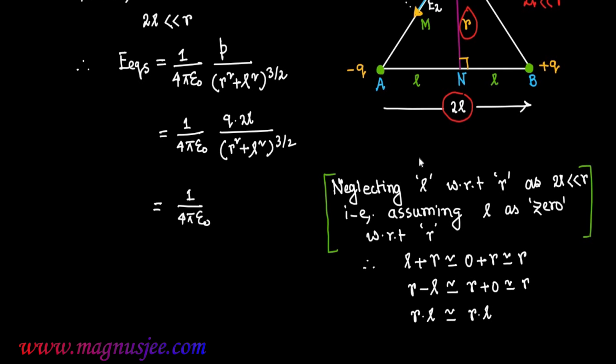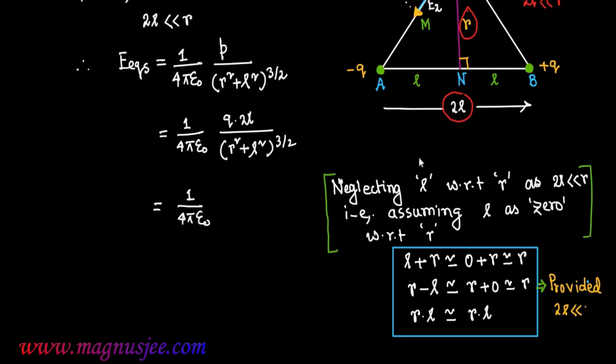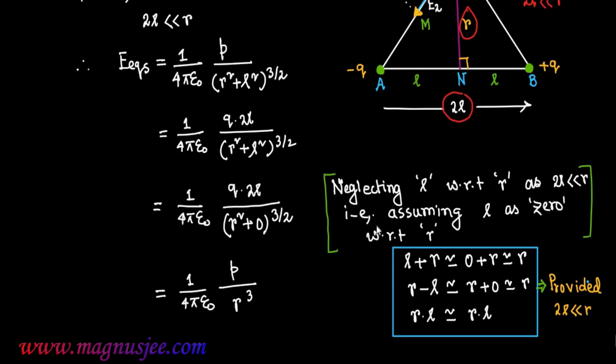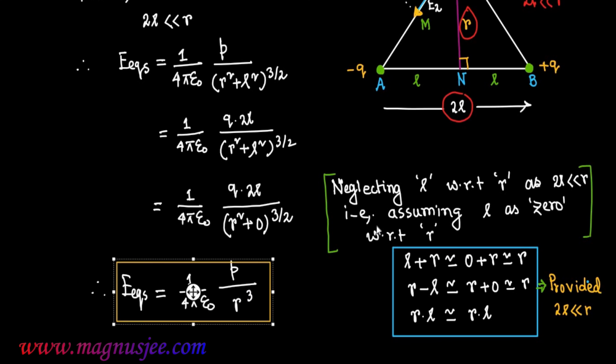That will not be equal to 0, because if we neglect l with respect to r, in that case we have to assume l as 0 whenever l is added with r or subtracted from r, provided 2l much less than r. 1 by 4 pi epsilon 0 q dot 2l divided by r square plus 0 whole to the power 3 by 2, 1 by 4 pi epsilon 0 p by r cube. Therefore, E equatorial equal 1 by 4 pi epsilon 0 p by r cube.